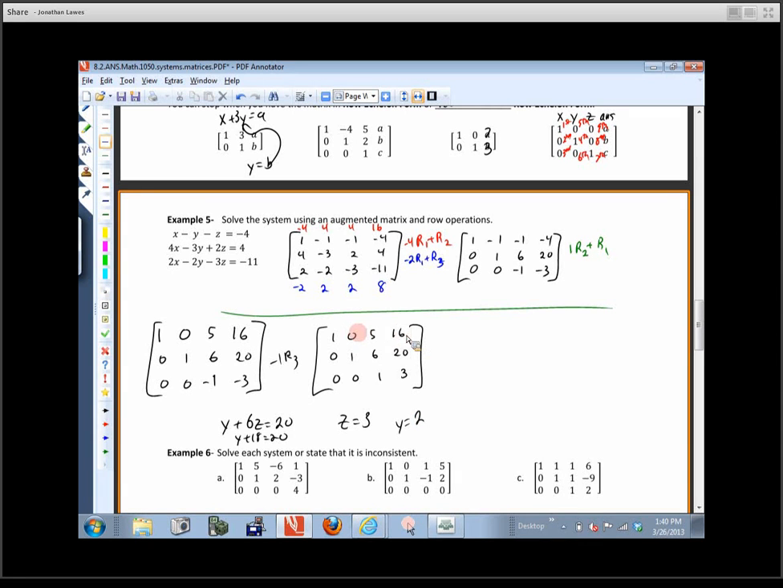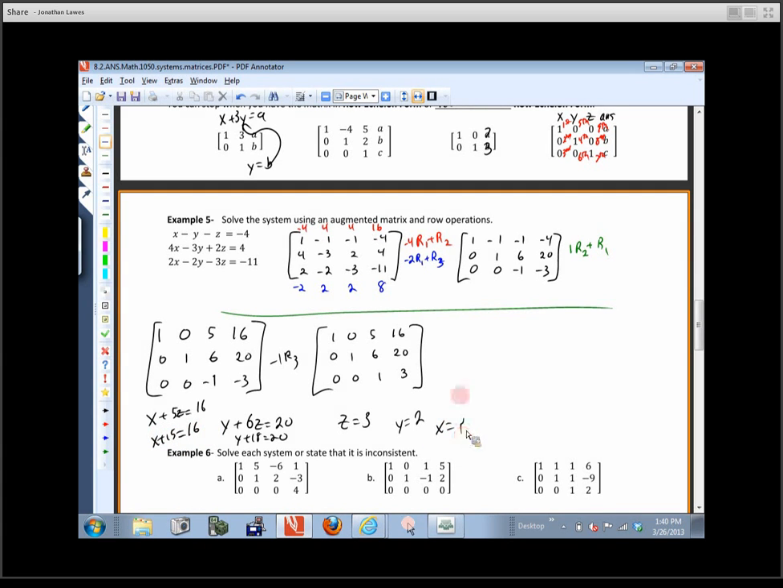Now, take a look at that first equation there. What does that one mean? That means x plus 5z equals 16. If I plug in a 3 for the z, that's x plus 15 equals 16. So what's x? X is equal to 1.